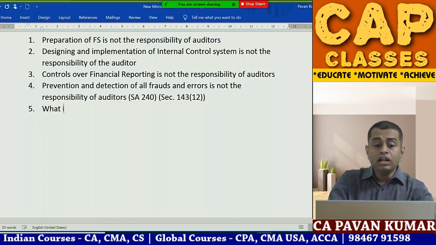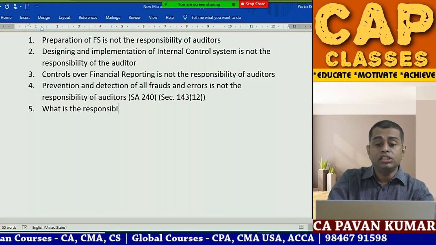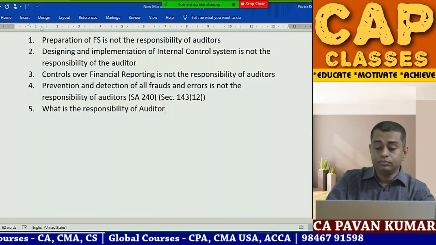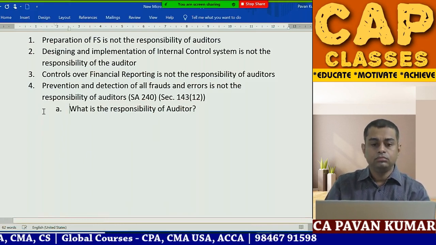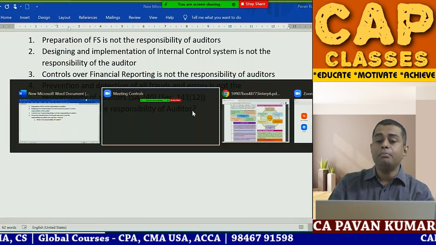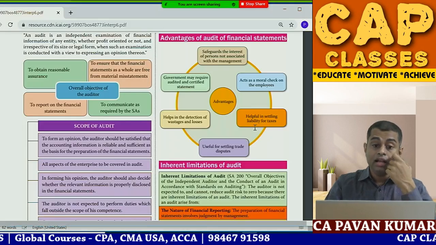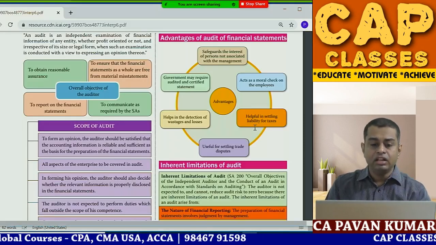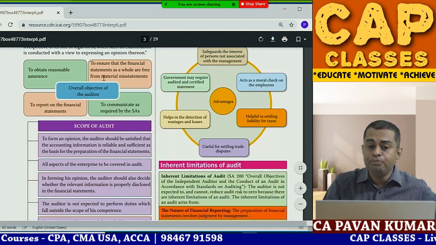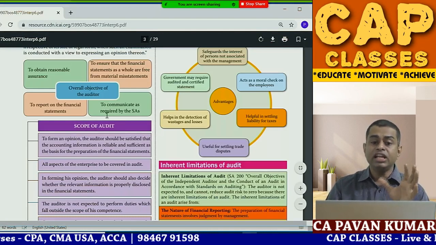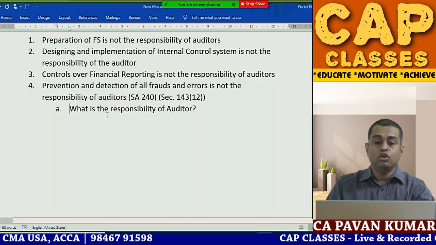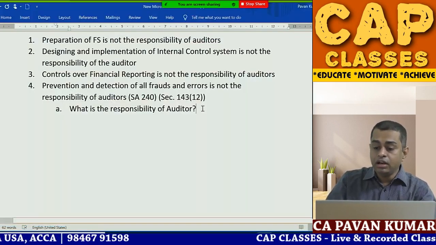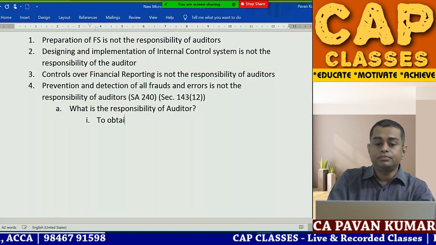So, what is the responsibility of auditor? Okay, now again come back to this particular document. They have clearly given the responsibilities of auditor in this para. So, on the left hand side, can you see? To obtain reasonable assurance. So, point number 1, to obtain reasonable assurance.